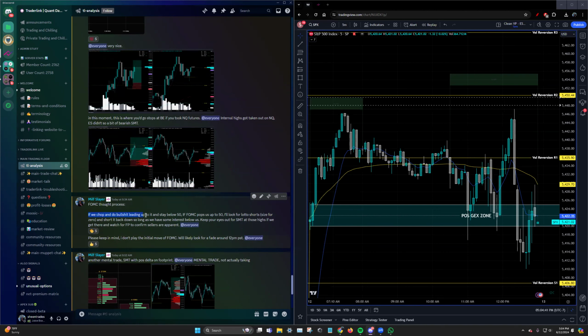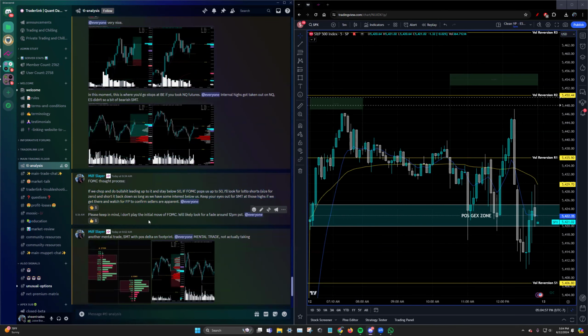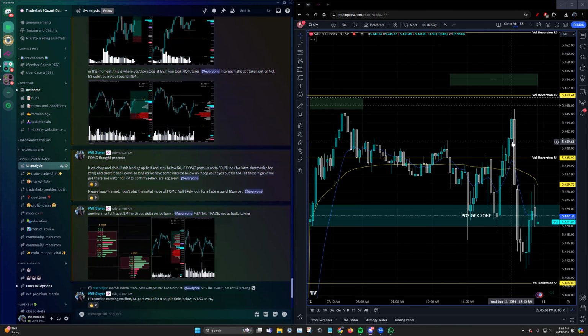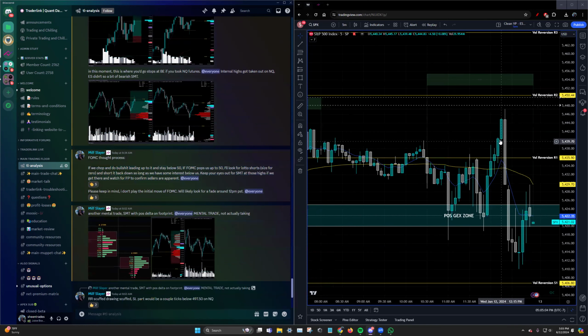If we chop leading up to this and stay below 50, if FOMC pops us up to 50, I'll look for lotto short size for 0DTE and short it back down so long as we have some interest below us. Keep eyes for SMT at those highs if we get there, and watch footprint to confirm sellers are apparent. Please keep in mind, I don't play the initial move at FOMC. Will likely fade around 12. Look what happened. Right around 12, we get our fade, right?